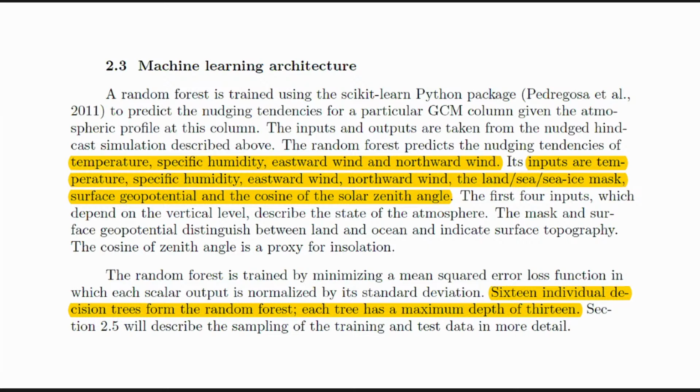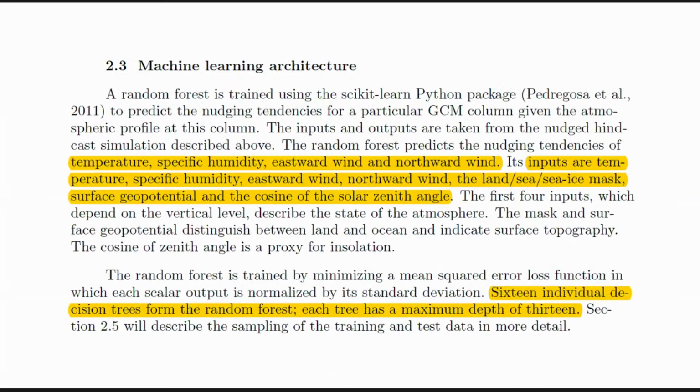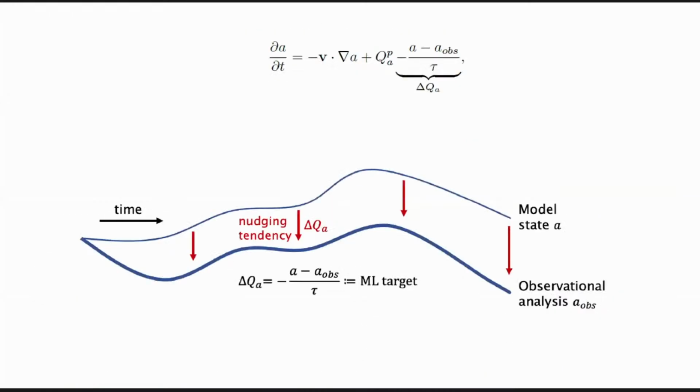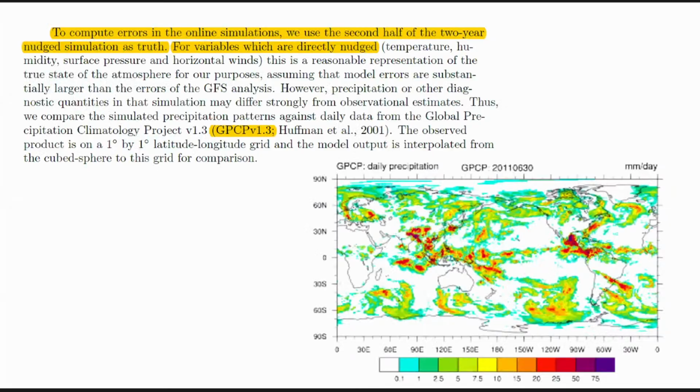First, how do they measure the results? For the variables which they nudged in the simulations, that is, the variables in the atmosphere which were adjusted using this nudging term, that's moisture, temperature, and winds and surface pressure. They just use the nudge simulation as a ground truth. This is maybe a debatable thing to do, but this is what they do.